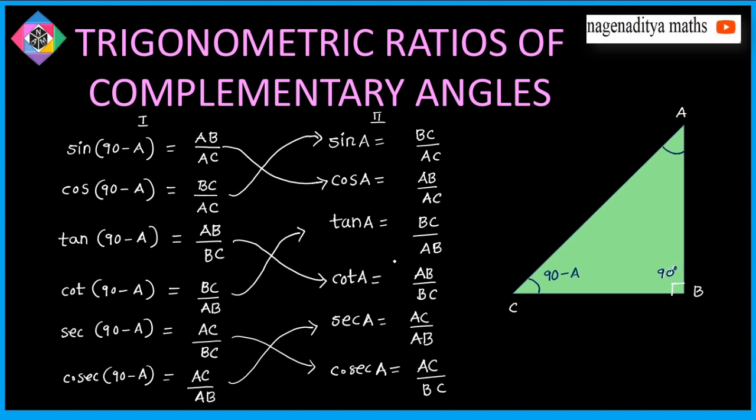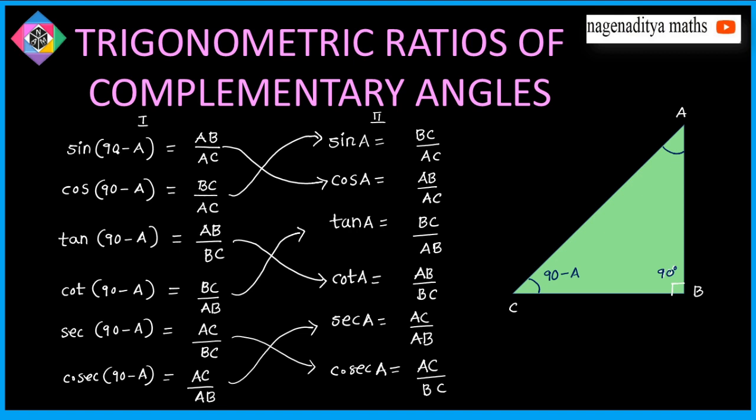We have to remember all these relations without learning them by heart. We just recall all these values with logical sense. There is another way to remember these values, because whenever there is 90 minus A, we have to switch: sine to cos and cos to sine, tan to cot and cot to tan, and secant to cosecant, cosecant to secant. So very simple.